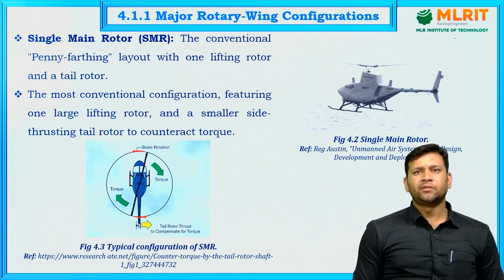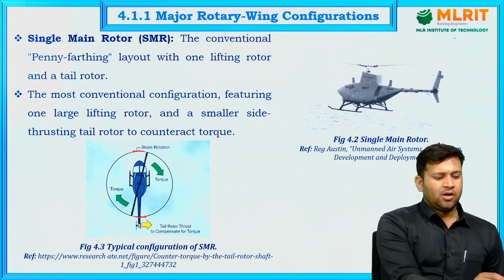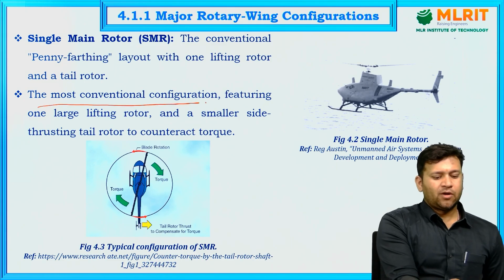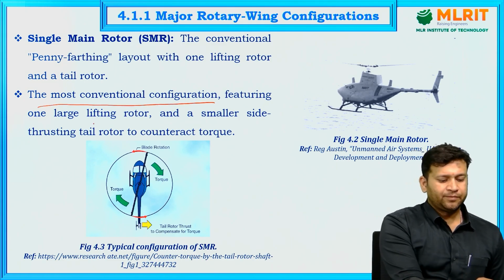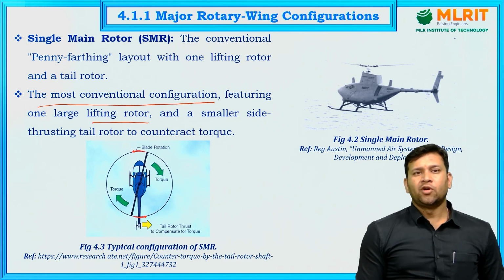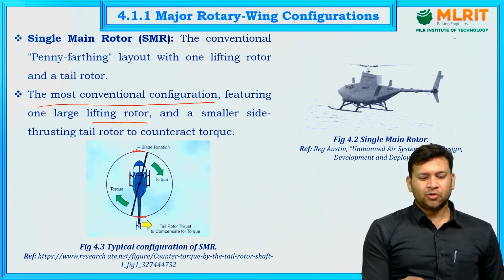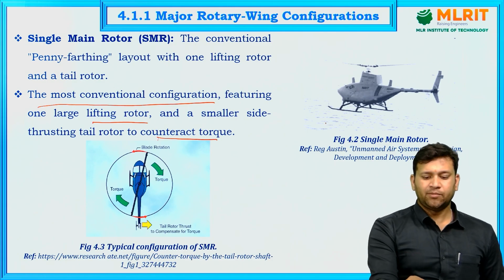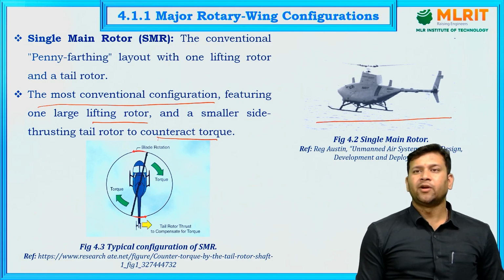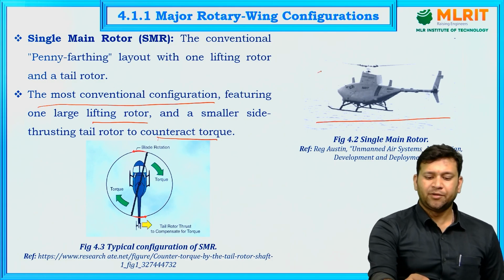Single main rotor, the conventional layout with one lifting rotor and a tail rotor. This is the most conventional configuration, featuring one large lifting rotor and a smaller side-thrusting tail rotor to counteract the torque. This is an example of a single main rotor aircraft. Here it is, a single main rotor.